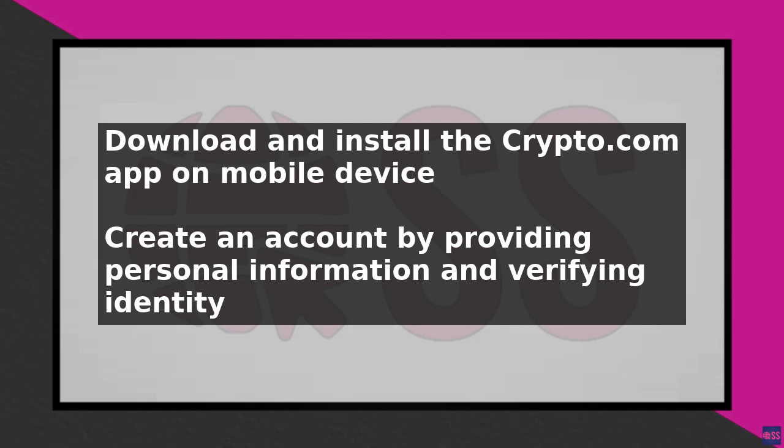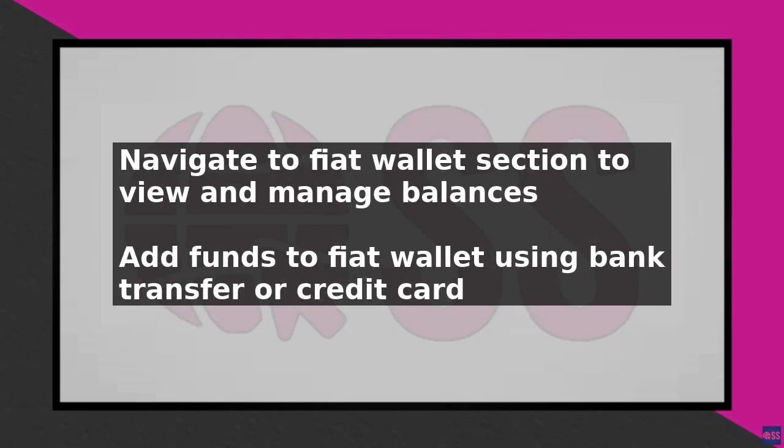After your account is set up, navigate to the Fiat Wallet section of the app, where you can view and manage your fiat currency balances. To add funds to your fiat wallet, go to the deposit section and select your preferred payment method, such as bank transfer or credit card.